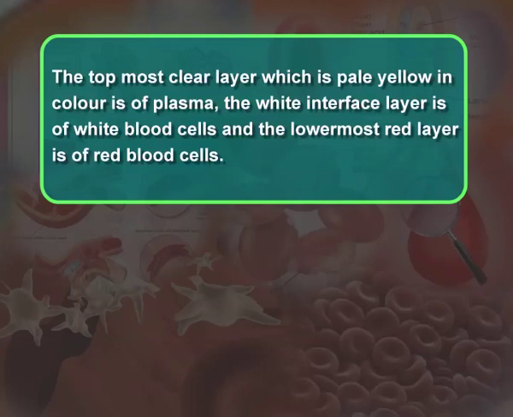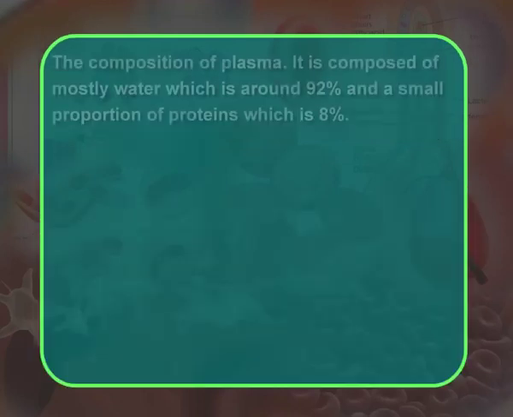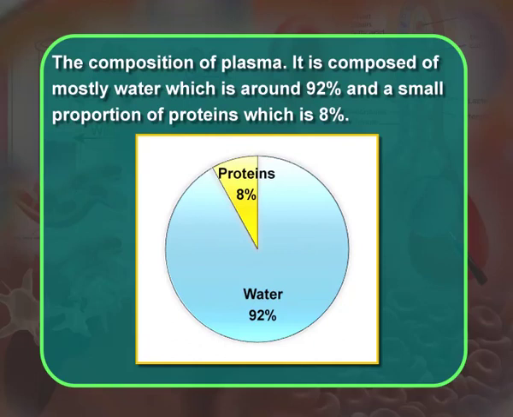So, if you draw blood from an individual and keep it in a test tube, you would observe it as a red fluid. But when you centrifuge it, you will see three layers. The topmost clear layer, which is pale yellow in color, is plasma. Below it, the white interface layer is of white blood cells and the lowermost red layer is of red blood cells. So, let us talk about the composition of the first layer of plasma. It is composed mostly of water, around 92%, and a small proportion of proteins, which is 8%.